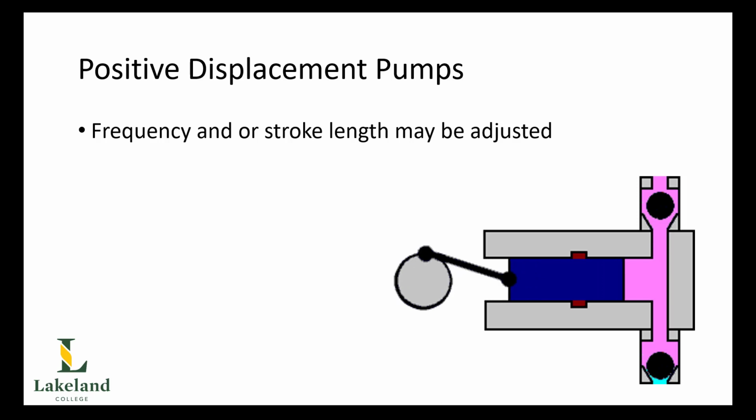The type of pump that we're using here is a positive displacement pump, and it's referred to as a plunger pump, in that the seal in the pump is stationary. In the piston pump, the seal moves with the piston. Now, with regards to adjusting this pump, we can adjust either our frequency or our stroke length.